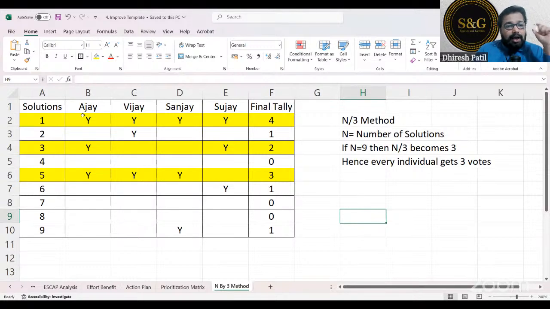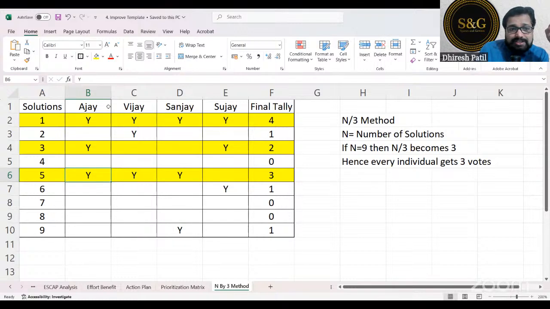Ajay will come. Imagine there is a board on which you have given the ranking, or you can just display the Excel sheet on the projector. Now, Ajay will tell which solution he will vote for. Right now, Ajay has voted for the first, the third, and the fifth. Then Vijay votes for the first, second, and fifth. Sanjay votes for first, fifth, and ninth. Sujay votes for first, third, and sixth.